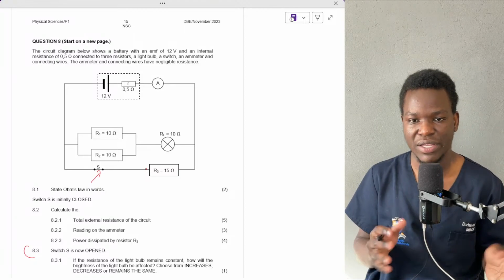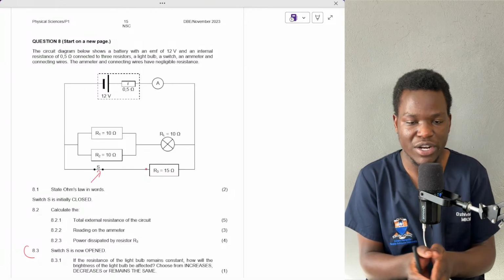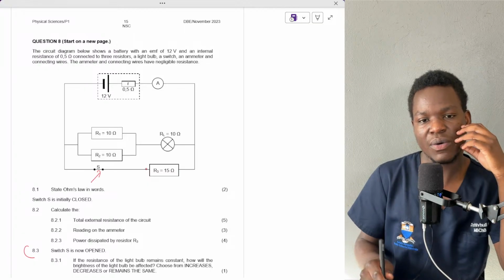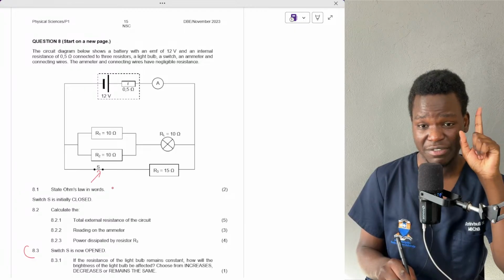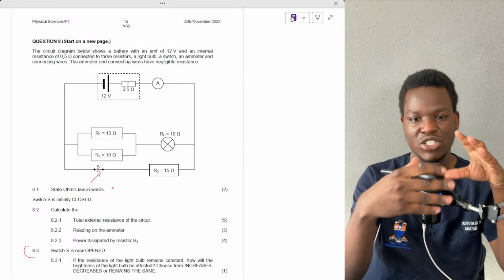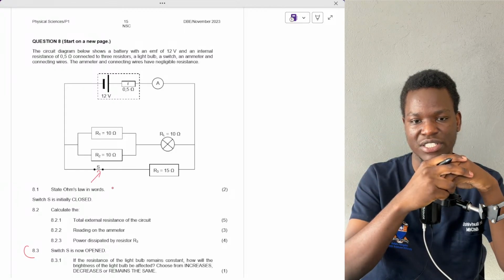I'll try to make timestamps so that you can move forward to solving long questions of electric circuits. So now the first question says: state Ohm's law in words. It states that the potential difference across a conductor is directly proportional to the current passing through that conductor, provided the temperature remains constant.